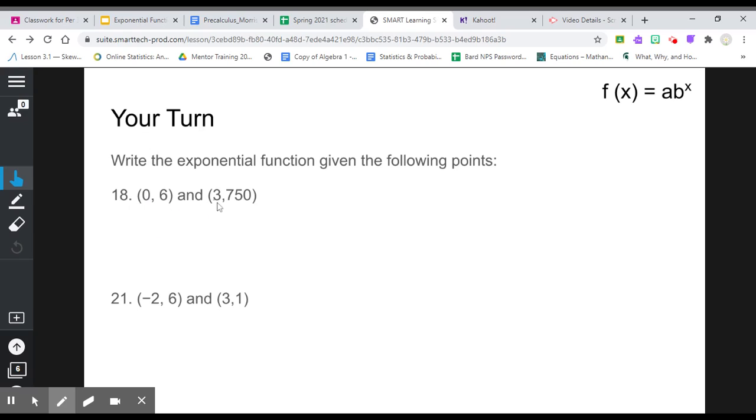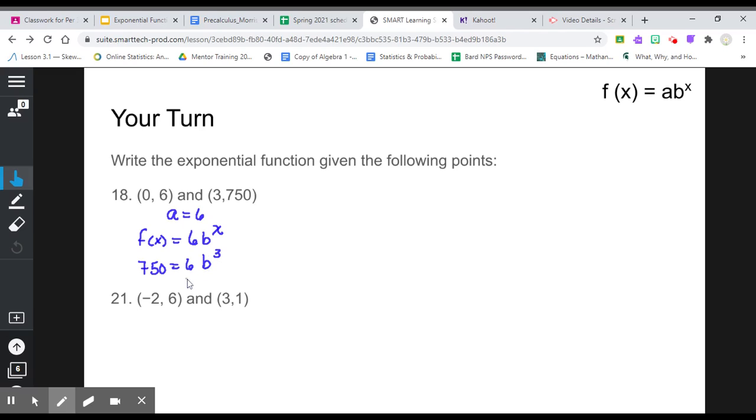So let's work on problem 18. Our points are (0, 6) and (3, 750). Here they are giving us our initial value, so that makes our job easier. I can go back to the proof, but we already know that a is going to be equal to 6. So then we can rewrite our function f of x is equal to 6b to the x power. And I can now substitute my second point in order to find b. So I'm going to replace f of x with my y coordinate. So 750 is equal to 6 times b raised to the third power.